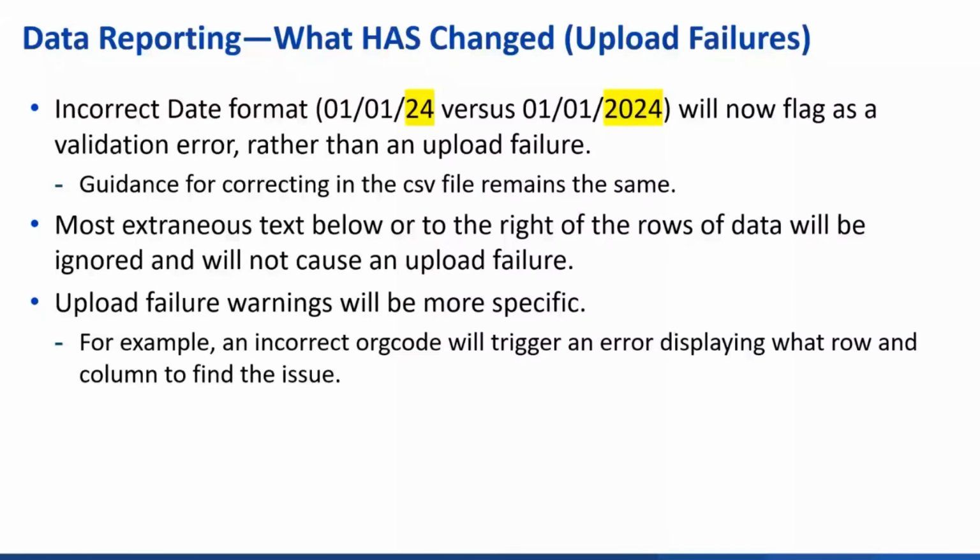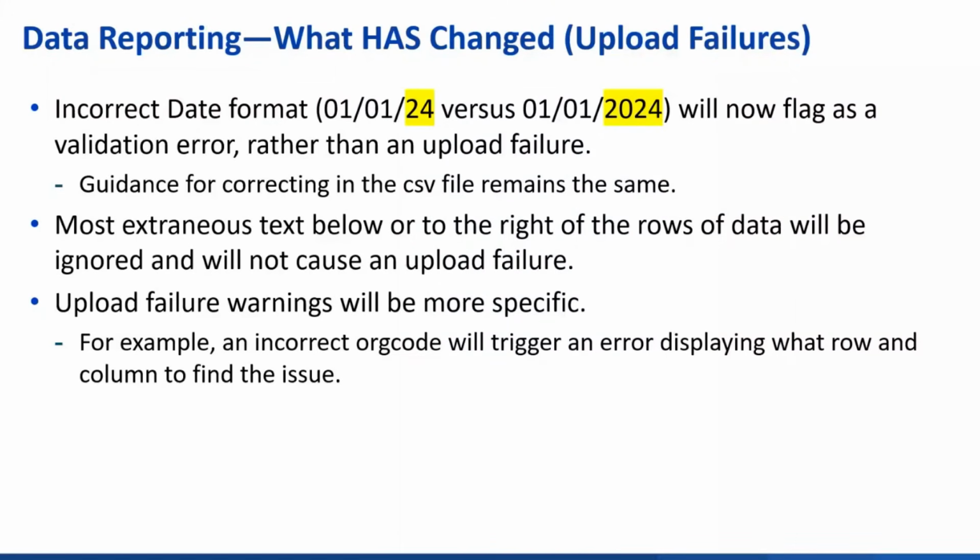If those were meant to be full rows of data, but were mostly left blank, they will not show up in the portal. An incorrect org code or a blank cell will still cause an upload failure. However, instead of giving a list of items that could be causing the upload failure, the portal will now give row and column specifics of where the issue is found.